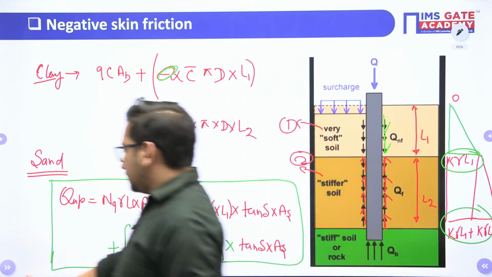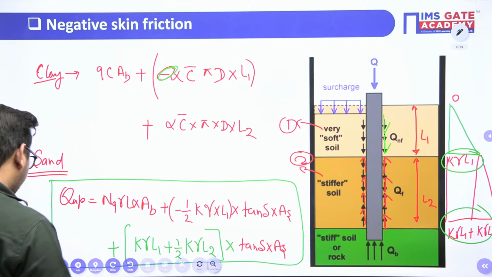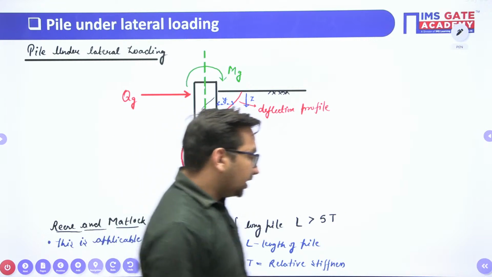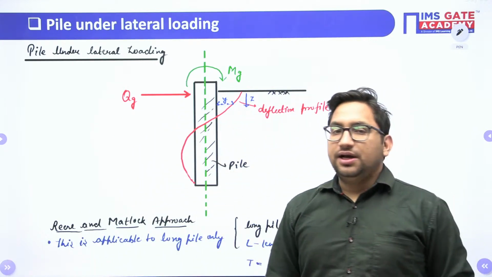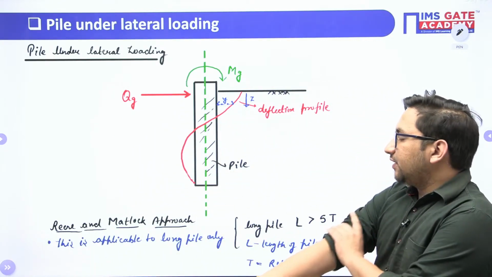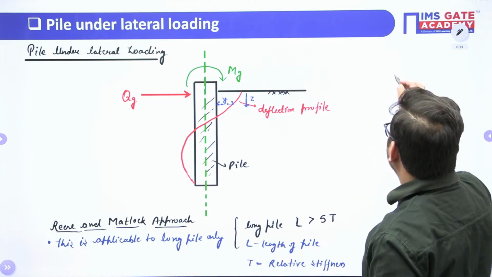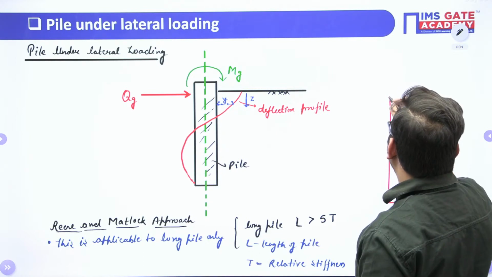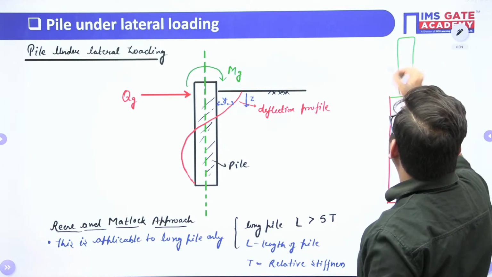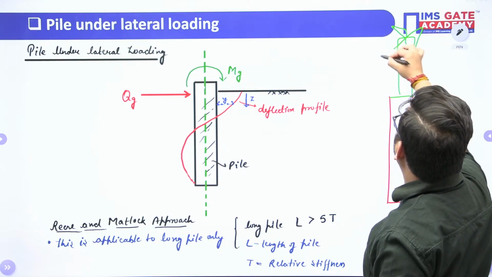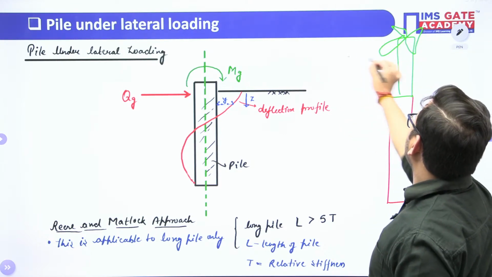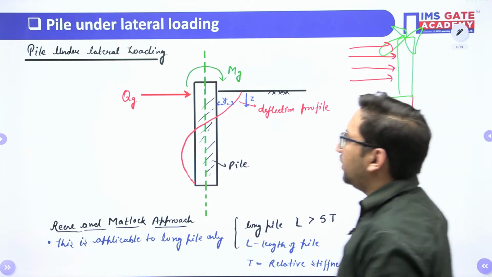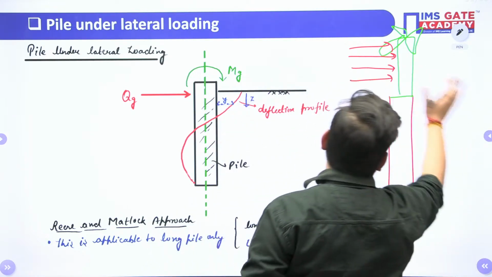One important case which we need to discuss is your pile under lateral loading. I have given you one example also. Let's suppose this is your pile below one windmill. Let's suppose this is the windmill, right? So there will be horizontal stresses or horizontal loading over this. So this is nothing but the lateral loading on the pile.